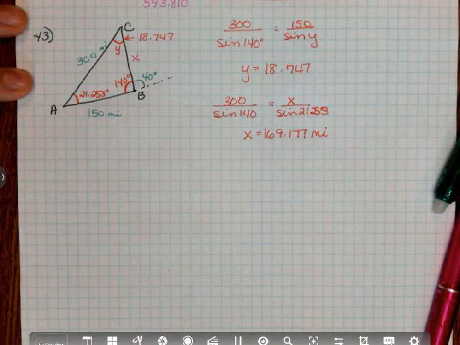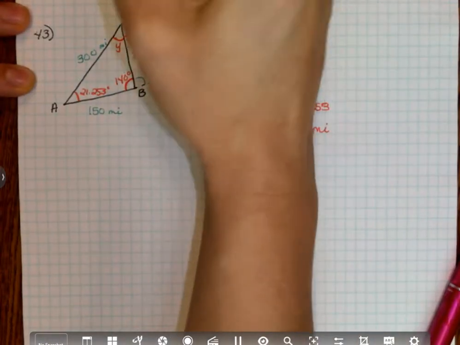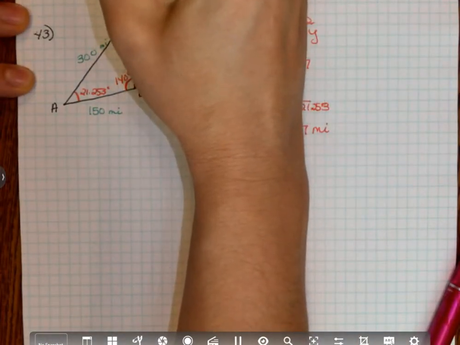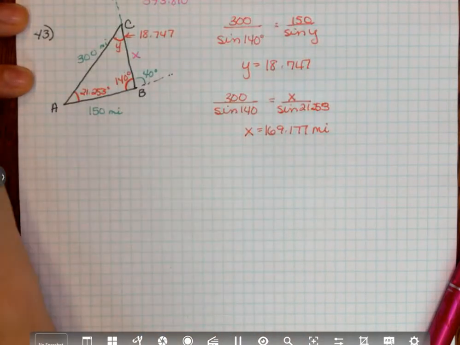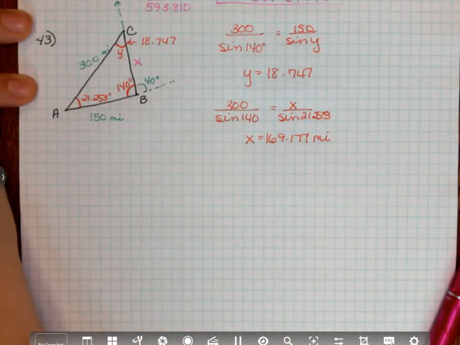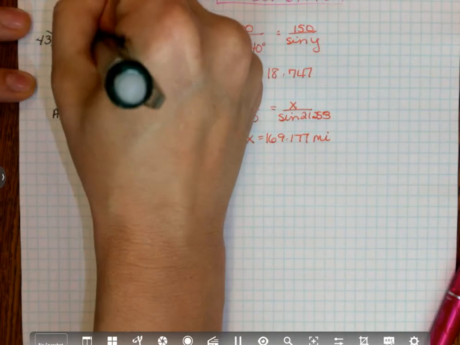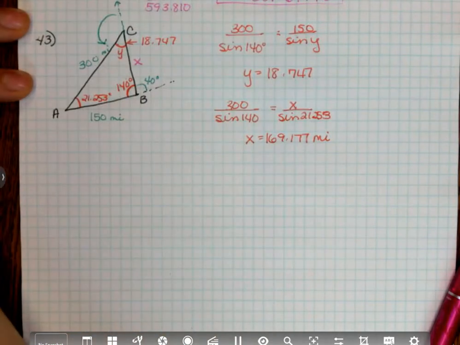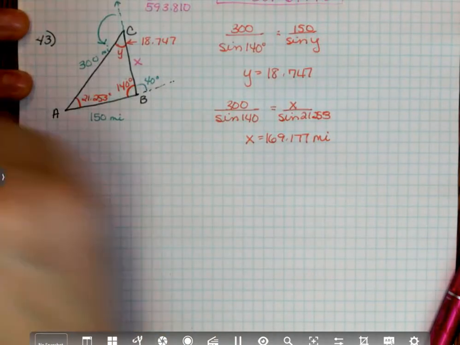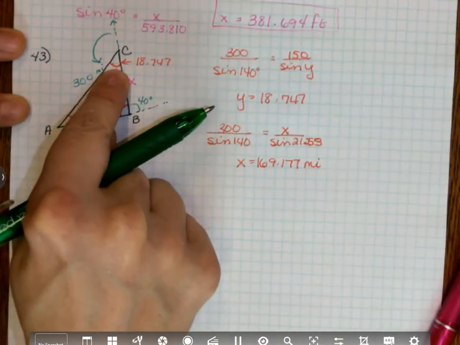Now for the second part of the question, it says, I'm flying from B to C. That means my plane is going like this. It's going that way. I want to know what kind of an angle I have to turn to go back to A. That angle is 18.747.